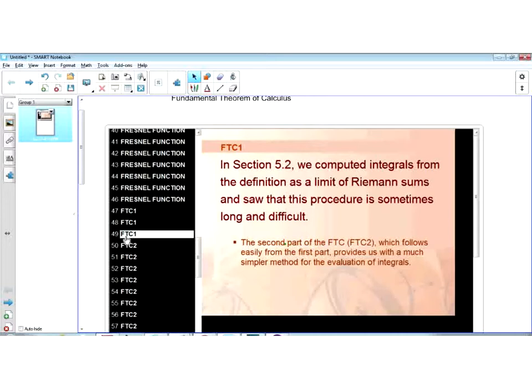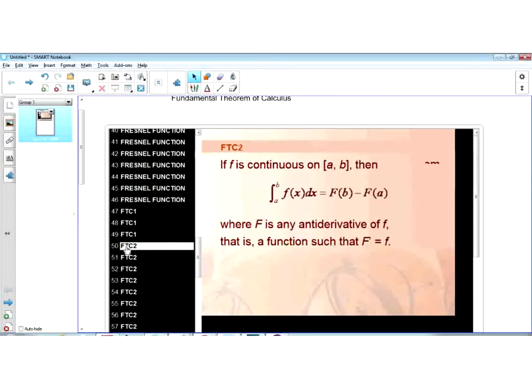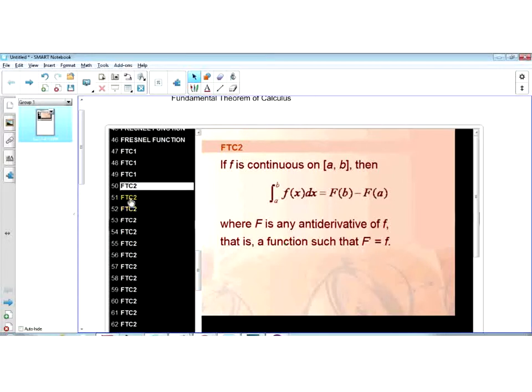Okay, so now we go into the fundamental theorem of calculus part 2. If f is continuous on a closed interval a to b, then the definite integral from a to b of a function lowercase f is equal to the antiderivative of f evaluated at b minus the antiderivative of f evaluated at a. So uppercase F is any antiderivative of f. You remember that the integration constant doesn't matter because it will subtract out. The derivative of uppercase F, of course, is f.